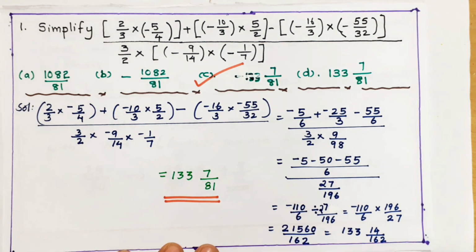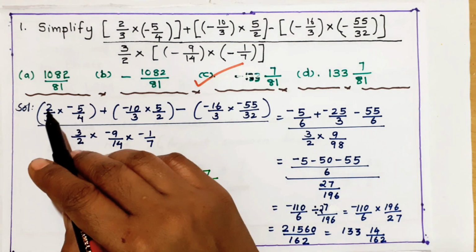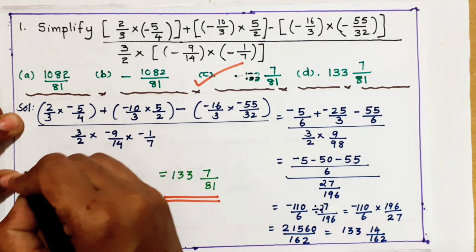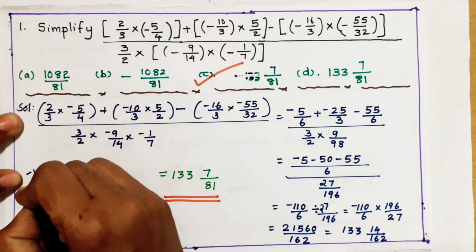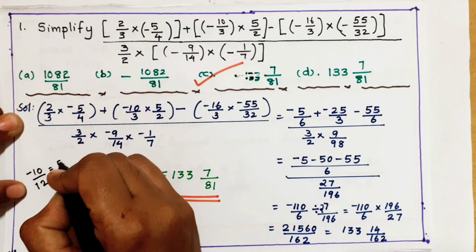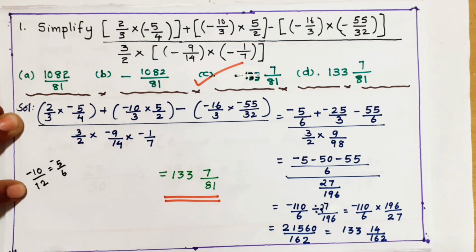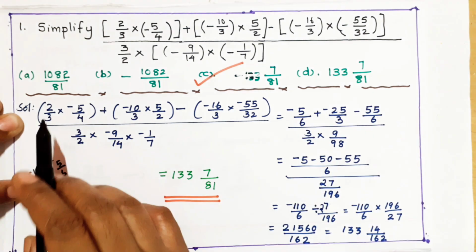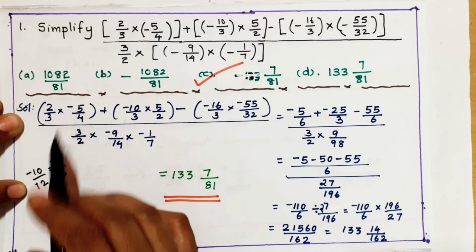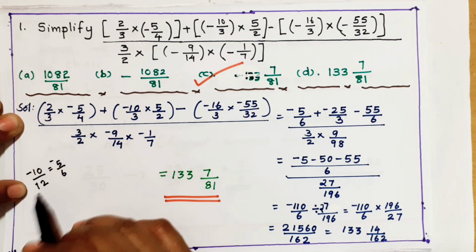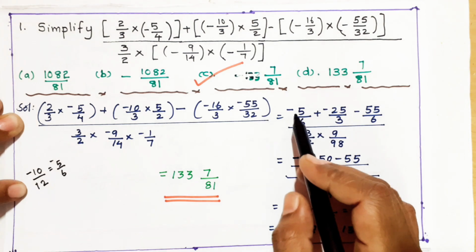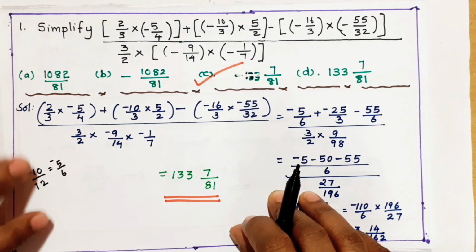Okay. Now, each term we are going to multiply, the term inside the bracket. 2 into minus 5, minus 10 by 12. Minus 10 by 12 means I can just write this will be equal to minus 5 by 6. We are multiplying numerator into numerator, denominator into denominator. 2 into minus 5, minus 10. 3 into 4, 12. So when you divide both by 2, it will be 5 by 6. So that number is minus 5 by 6. I have simplified and written.